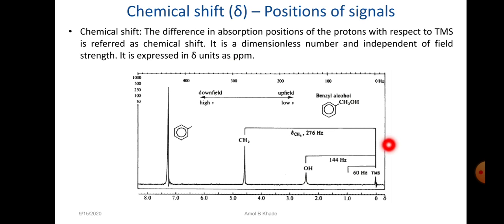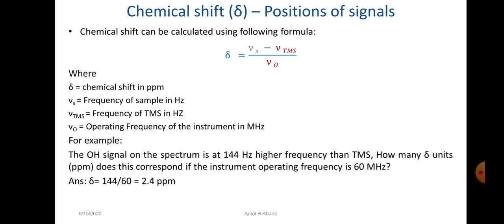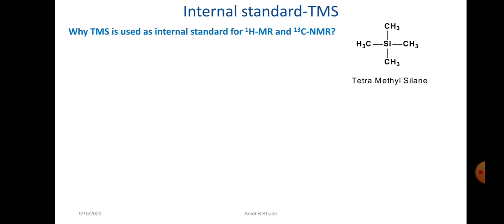So you can see here, this OH proton requires 144 hertz energy through this frequency wave to bring it into resonance. And if you consider the x-axis, the delta scale, it is very near to 2.5. Okay, so that is how we can calculate the delta value. Now, so far we have been discussing the internal standard and TMS. So now the question is, why is TMS used as an internal standard?